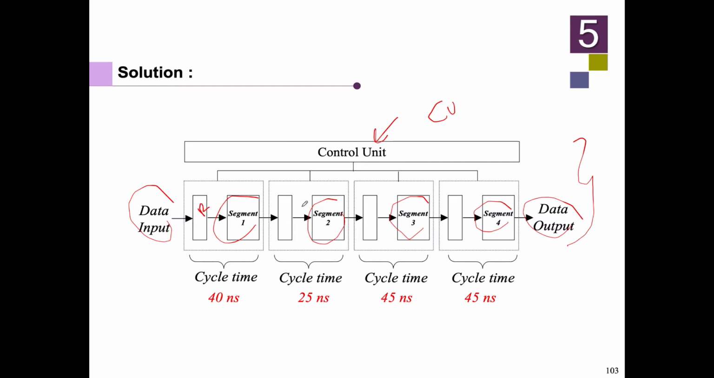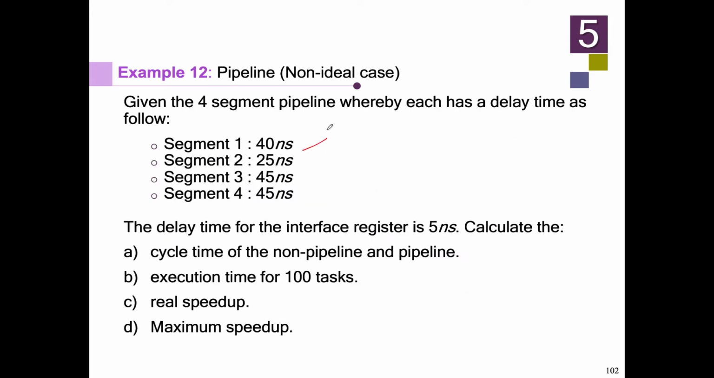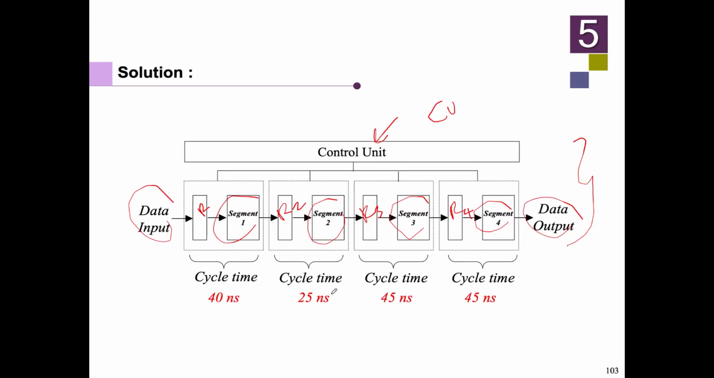And this one will be register 1, register 2, register 3, register 4. So each of it, you're going to refer it back. Segment 1 is 40 nanosecond. Segment 2 is 25 nanosecond. 45 and 45. You're going to add it all together, and also with your delay time. This is for your TN. What is TN? T, which is time for your non-pipeline.